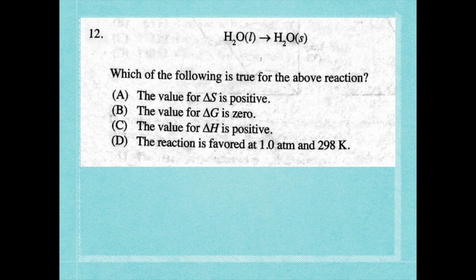In number 12, it tells me that water liquid is becoming a solid. Whenever you have a state change from liquid to solid, solid to liquid, liquid to gas, gas to liquid, I am at equilibrium. And if I'm at equilibrium, I know my delta G is going to be 0. So that's your answer.